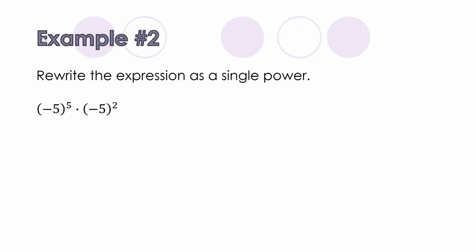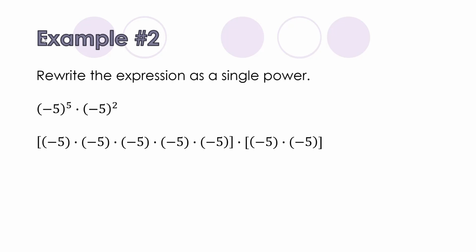In example number 2, we need to once again rewrite the expression as a single power, and we have (negative 5) to the fifth power times (negative 5) to the second power. And yes, those parentheses are important. They tell us that the base is negative 5, not 5. So once again, we can write this out the long way without using the rule. So (negative 5) to the fifth power times (negative 5) to the second power looks like this.